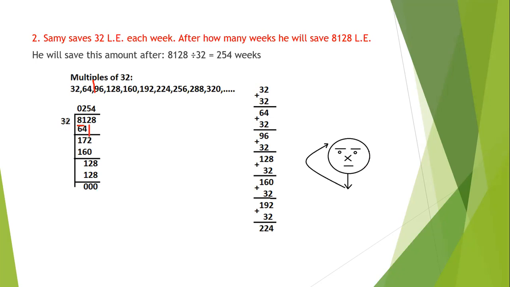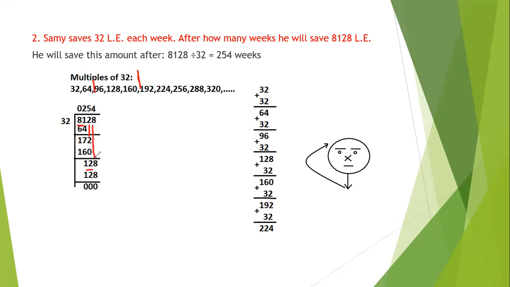172 divided by 32. I can find 172 here, between 160 and 192. How many multiples before 172? Let's count. 1, 2, 3, 4, 5 multiples. So write 5. 5 times 32, 1, 2, 3, 4, 5, 160. Subtract, it will be 12.